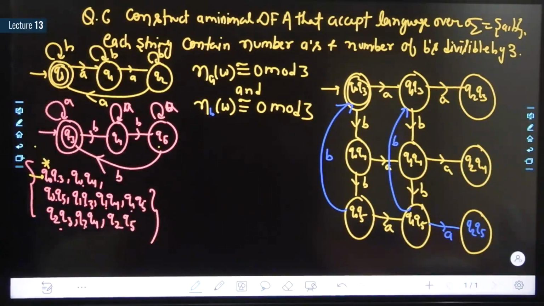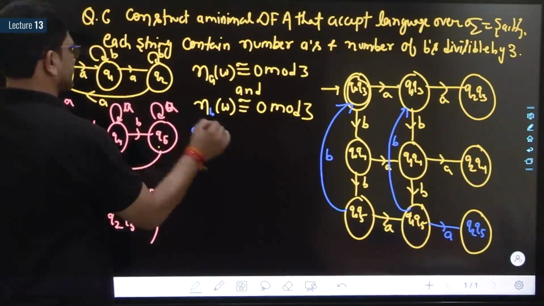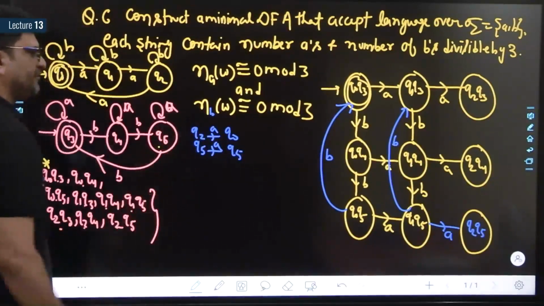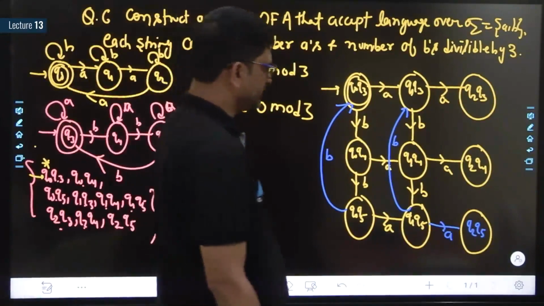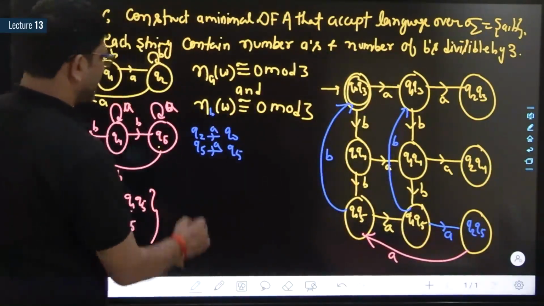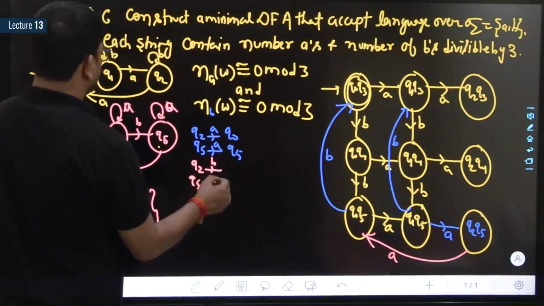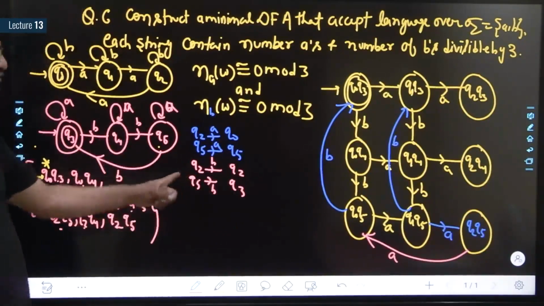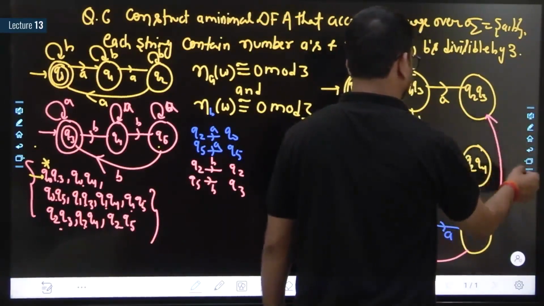Now check for the next state Q2Q5. Q2 on A goes to Q0, Q5 on A stays Q5, so Q2Q5 on A goes to Q0Q5. Where is Q0Q5? This is Q0Q5. For B, Q2 on B stays Q2, Q5 on B goes to Q3, so the transition on B from Q2Q5 is Q2Q3. Clear?